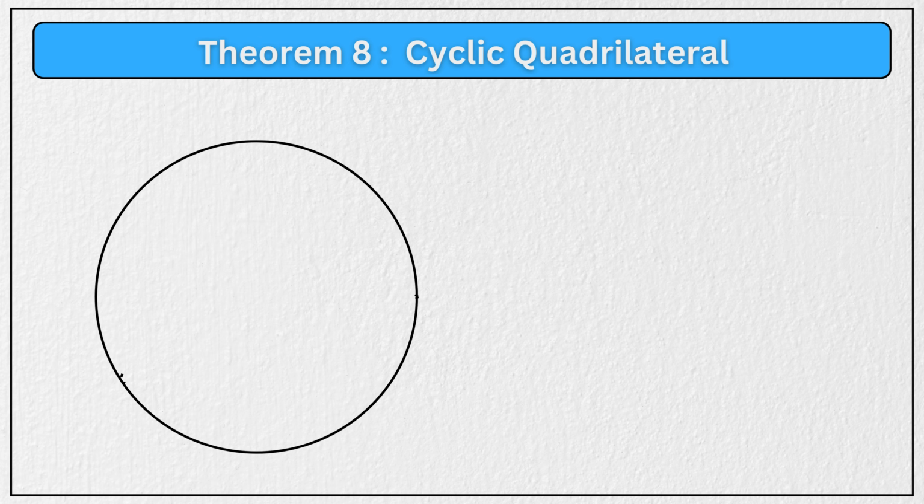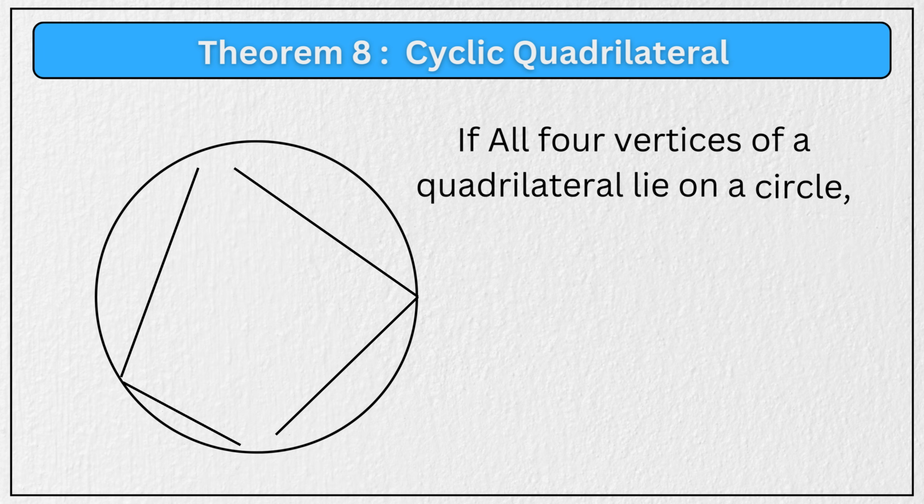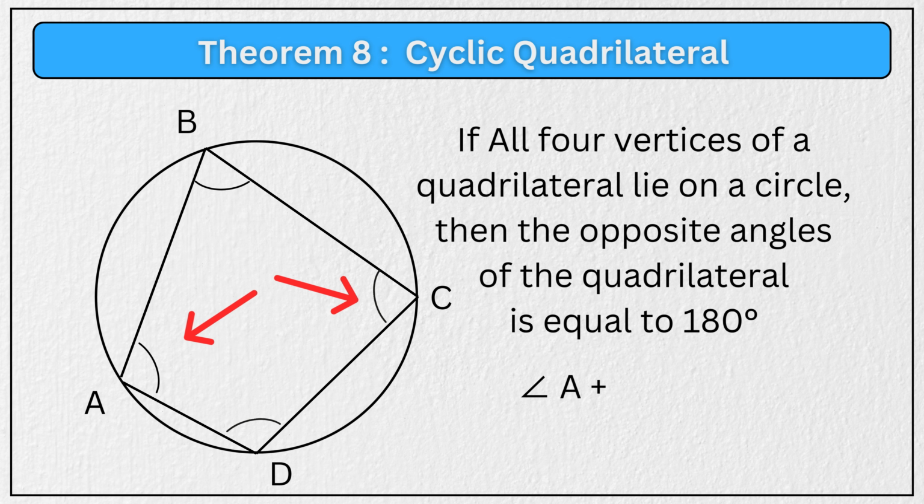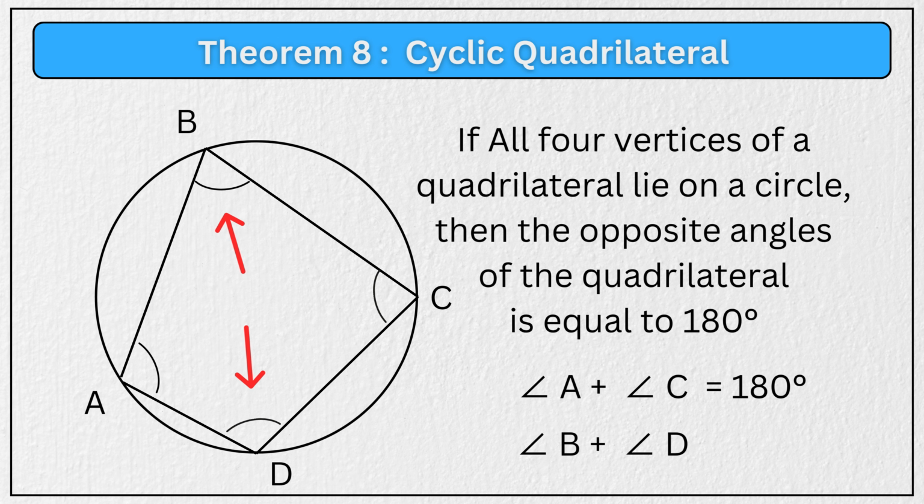8. Cyclic quadrilateral theorem. This theorem states that when all 4 vertices of a quadrilateral lie on a circle, then the opposite angles of the quadrilateral add up to 180 degrees. So if A, B, C, D form a cyclic quadrilateral, then according to this theorem angle A plus angle C is equal to 180 degrees, and angle B plus angle D is also equal to 180 degrees.